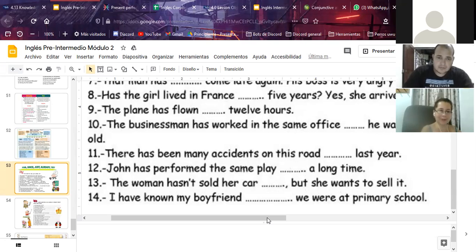There have been many accidents on this road since last year. Very good. There have been many accidents on this road since last year. Number 12. John has performed the same play for a long time. That is it. John has performed the same play for a long time. What about number 13?